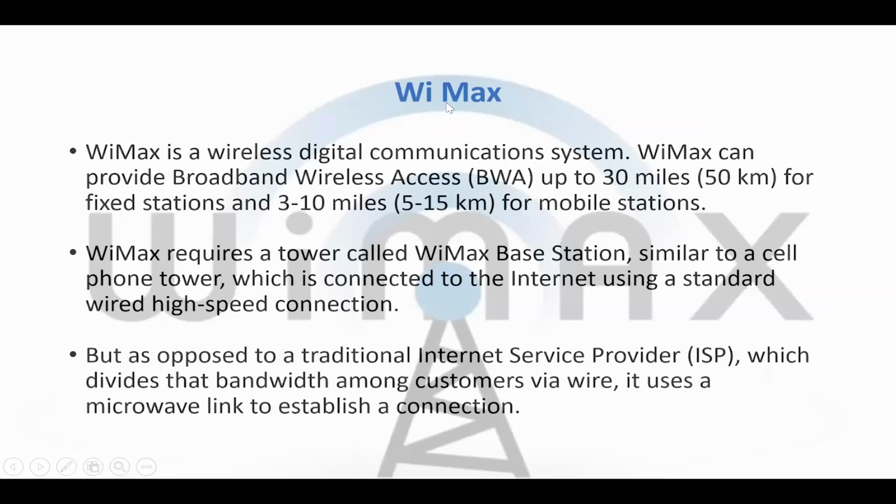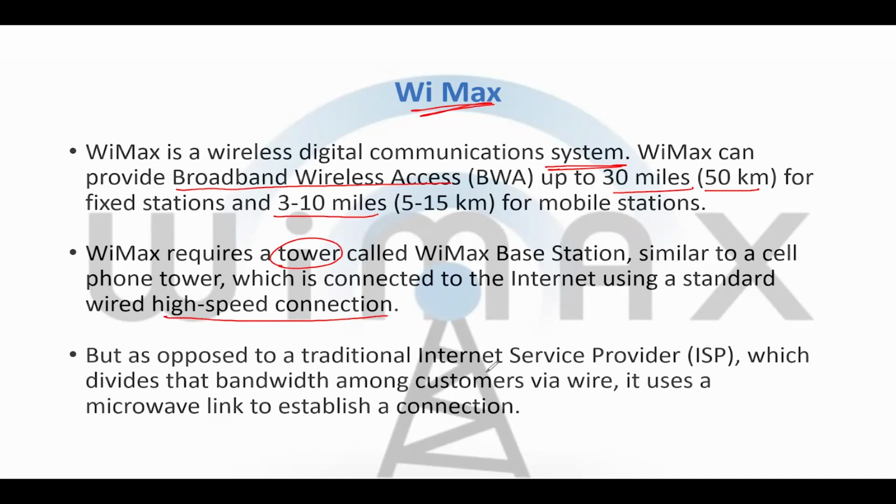And then comes WiMAX. So this WiMAX is a wireless digital communication system. Okay, so WiMAX can provide broadband wireless access up to 30 miles or 50 kilometers for a fixed station and 3 to 10 miles for mobile stations. So WiMAX requires a tower, called a WiMAX base station, similar to a cell phone tower, which is connected to the internet using a standard wired high-speed connection.